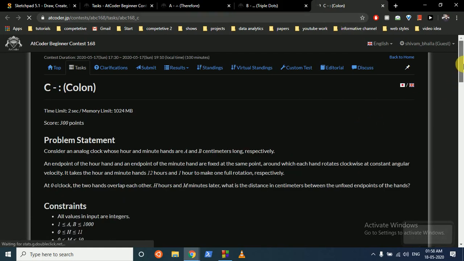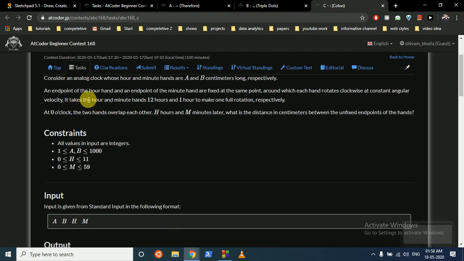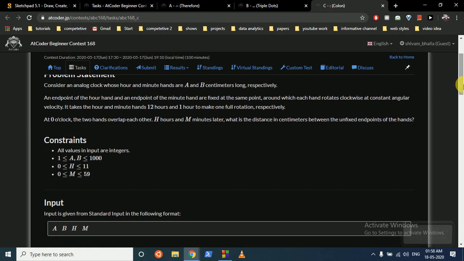So now the third question states that you have an analog clock whose hour and minute hands are of length a and b centimeters long. The endpoint of the hour hand and the endpoint of the minute hand are fixed at the same point, around which each rotates clockwise at a constant angular velocity. It takes 12 hours and 1 hour respectively to make a complete rotation. As you know how a clock functions.